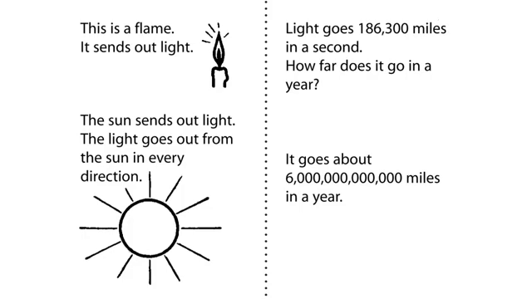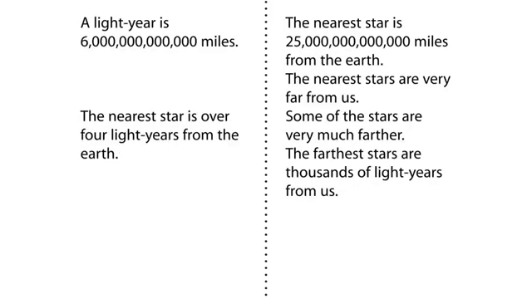This is a flame. It sends out light. The sun sends out light. The light goes out from the sun in every direction. Light goes 186,300 miles in a second. How far does it go in a year? It goes about 6 trillion miles in a year. A light year is 6 trillion miles.